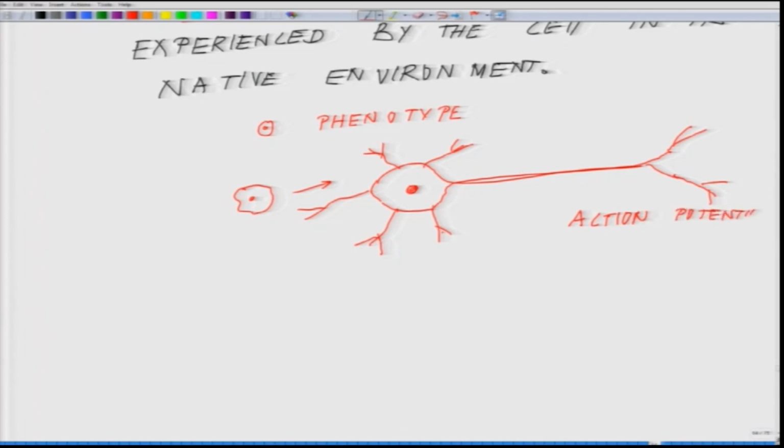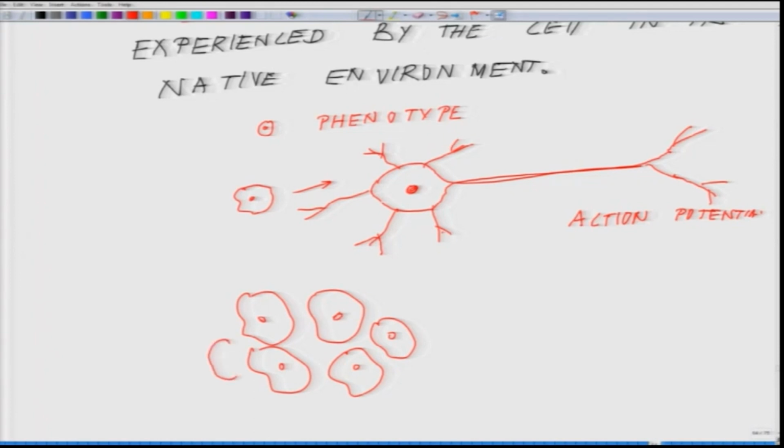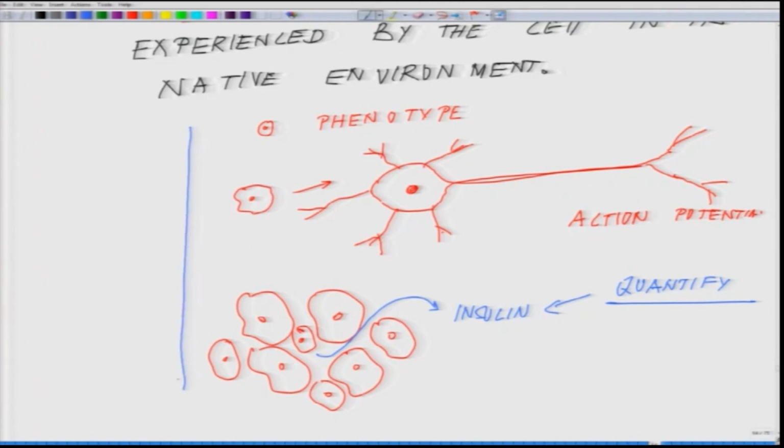Similarly, if I say this community of cells I am growing is supposed to secrete insulin, then I expect that they will form this kind of clustering, and I should be able to see they are secreting insulin, which of course I have to quantify by some kind of titration or whatever, right. So, here apart from the phenotype, I introduce another aspect which is called functional.